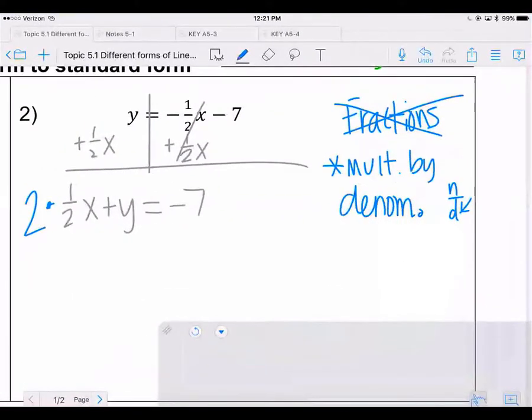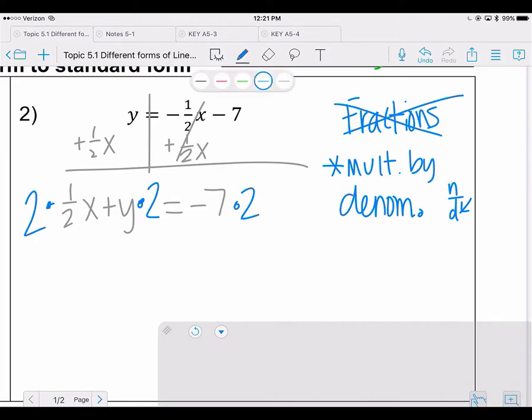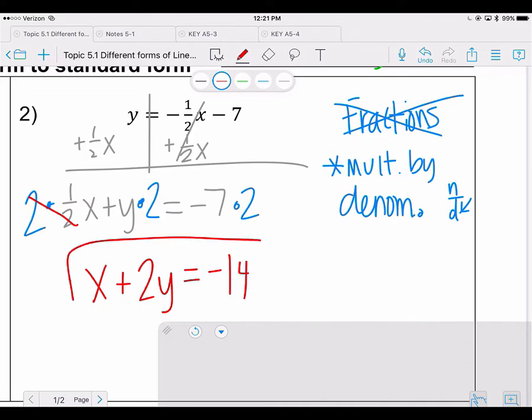Now, whatever I do to one piece, I have to do to all of the pieces. So I have to multiply y by 2 and -7 by 2. When I do that, 2 times 1/2 cancels. 2 times y is 2y. And -7 times 2 is -14. Now that can be my answer because I don't have fractions, x and y are on the same side, and a in front of x is not negative.